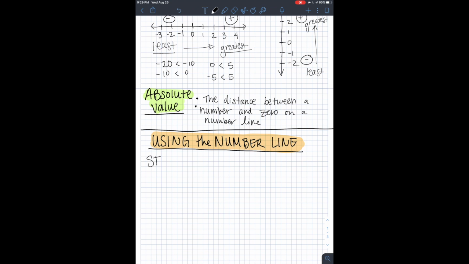Okay, the steps that we're going to follow. Number 1, step number 1. Sorry, you guys. I'm not quite used to writing on this iPad, so my notes will only get better as the year goes on.